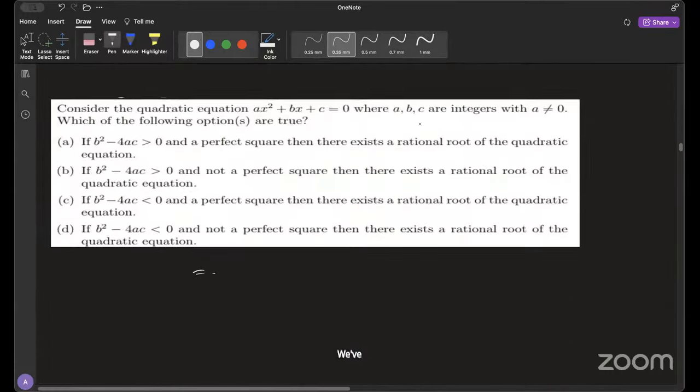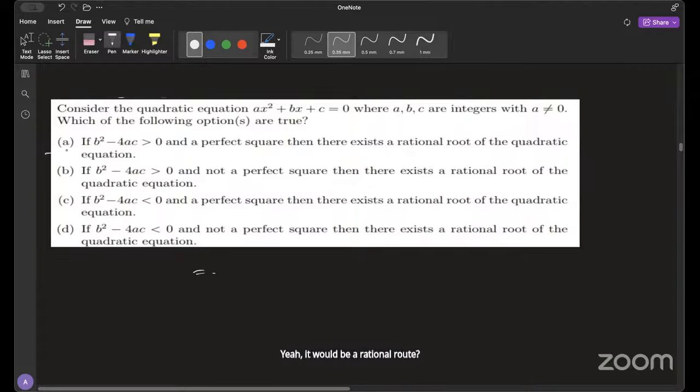We have been given a quadratic equation. A, B, C are given to be integers. A is non-zero. So if b square minus 4ac is greater than 0 and it's a perfect square, then what should be the roots? Of what form? Rational, irrational? Anyone who wants to answer this one? First option. A rational root.